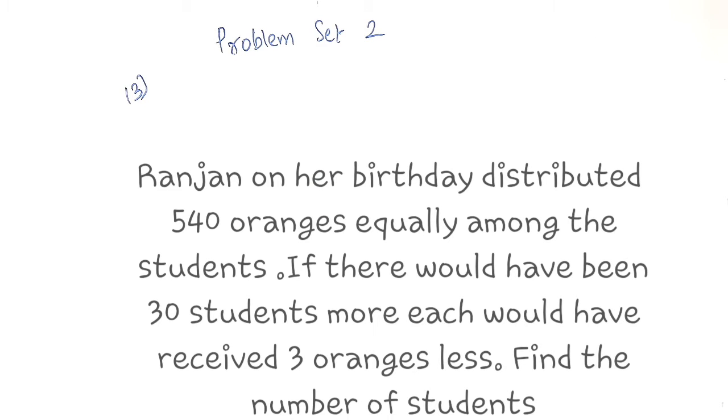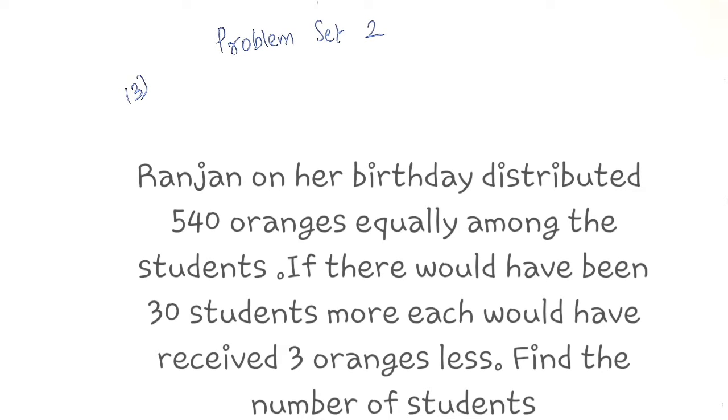Ranjan on her birthday distributed 540 oranges equally among the students. If there would have been 30 students more, each would have received 3 oranges less. Okay, you can take the example of your class or your building.